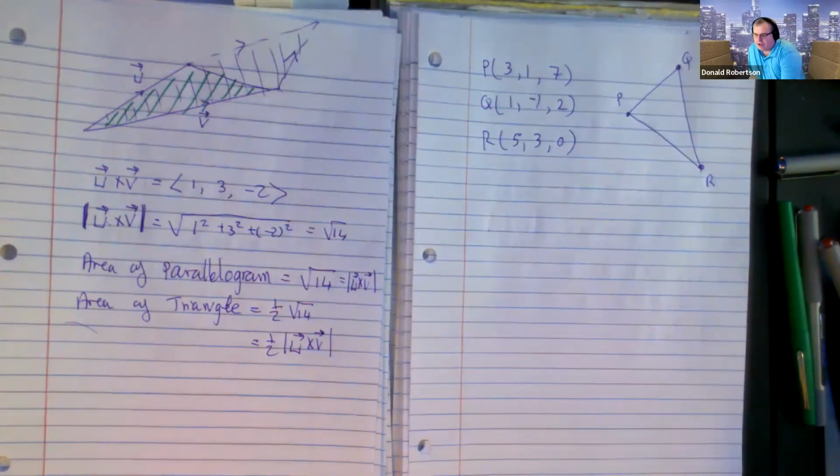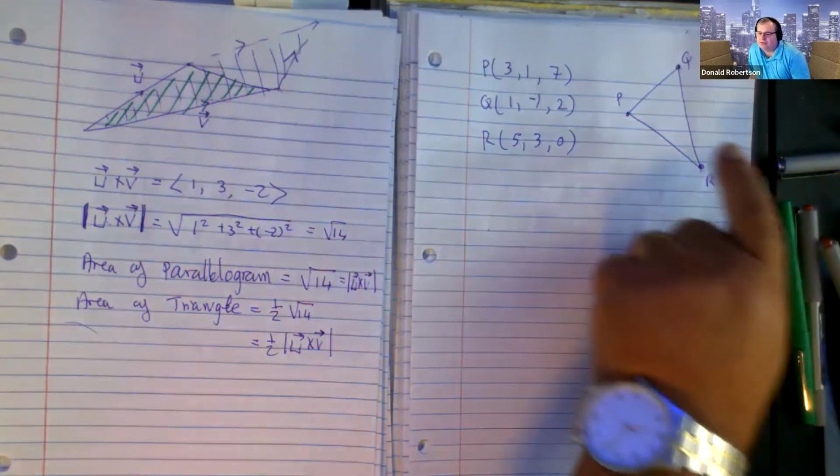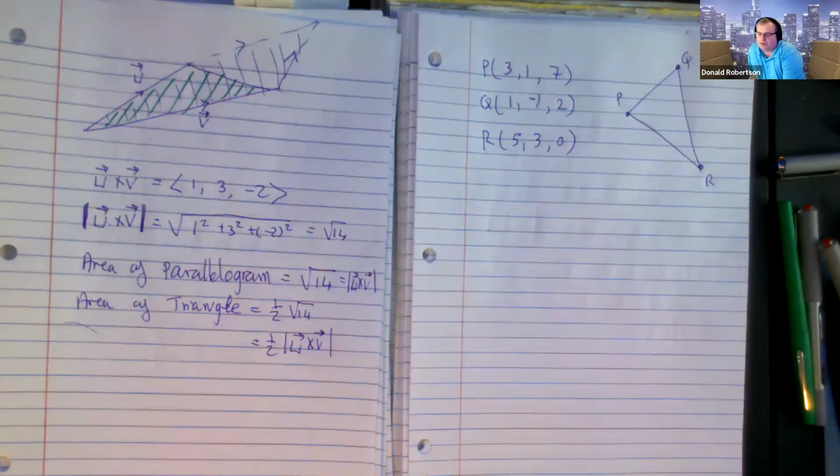Any suggestions? I don't need the details yet, but how would you approach getting the area of this triangle using cross products?